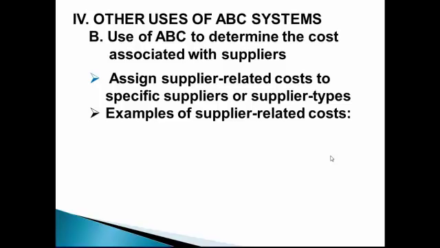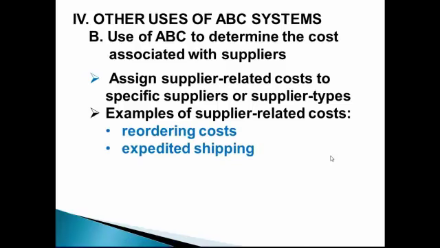You might have some warranty work if you've already sold that inventory to your customer, and you might have expedited shipping because the production took too long given the failed parts. So reordering costs, expedited shipping caused by failed parts, and warranty work. So we want to find a way to allocate these costs to the suppliers to find the total cost of actually dealing with that supplier.